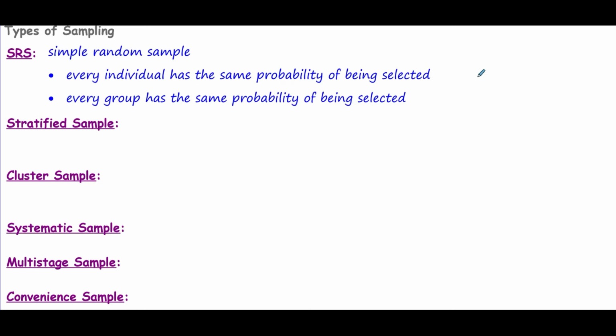So every time we choose a student, we put that student's name back in when we make the second selection. We also need to make sure that every group has the same possibility of being selected. So that means that if we're looking for 100 students, the first 100 students have to have a possibility of being selected together as a group. So in some of our other techniques, that would not be possible. So the simple random sample has those two qualities. Every individual has to have the same probability, and every group has to have the same probability of being selected.